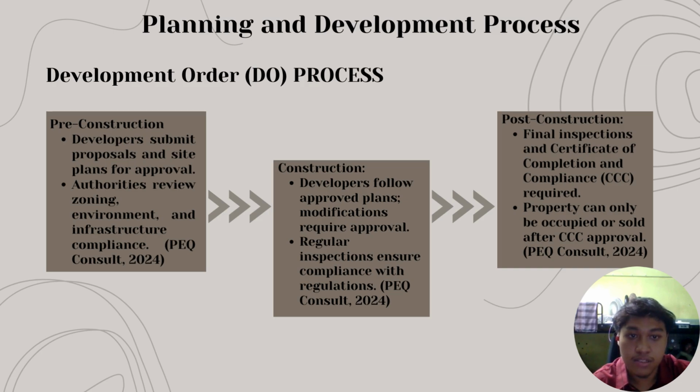Next is the construction phase. Developers must follow the approved plan and any changes need further approval. Inspections ensure compliance with regulations. Finally, the post-construction phase. The authority conducts a final inspection and issues the certificate of completion and compliance. The property can only be used or sold after this certification.